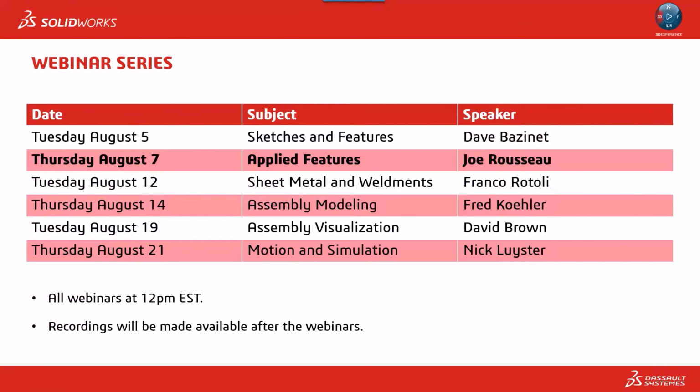This is the second in our series. Earlier this week, Dave Bassinet, one of my colleagues, had a chance to teach you about sketches and features, showing you how you could start with 2D sketches and build them up through base extrude, boss extrude, and cut extrudes to create solid geometry. And today I'll be covering applied features, and in the upcoming weeks, we have more topics for you. We will be recording these webinars and we'll share them with you after the series is complete.